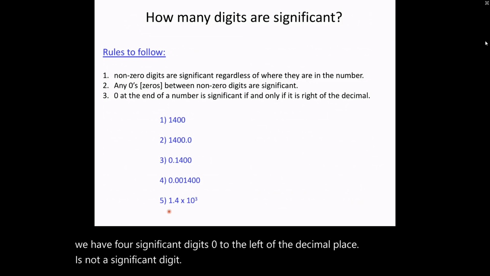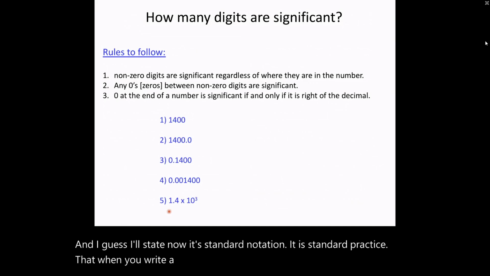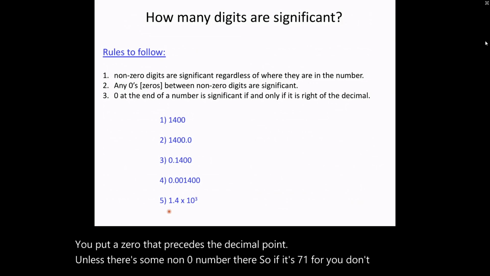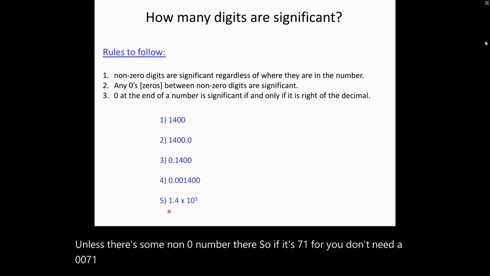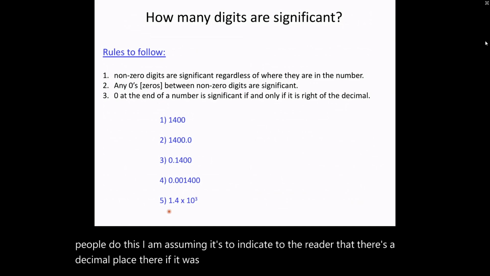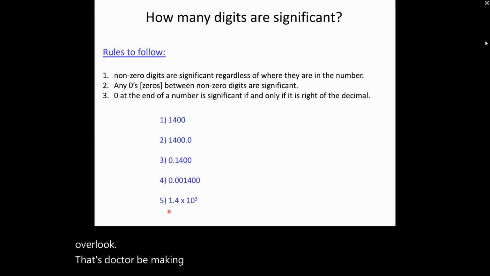And I guess I'll state now, it's standard notation. It is standard practice that when you write a decimal, you put a 0 that precedes the decimal point. Okay? Unless there's some non-zero number there. So if it's 7.14, you don't need a 07.14. Okay? So you typically put a 0 there. Why do people do this? I'm assuming it's to indicate to the reader that there's a decimal place there. If it was just .14, I guess the decimal is easy to overlook. Okay? That's Dr. B making up a story that seems illogical to him.